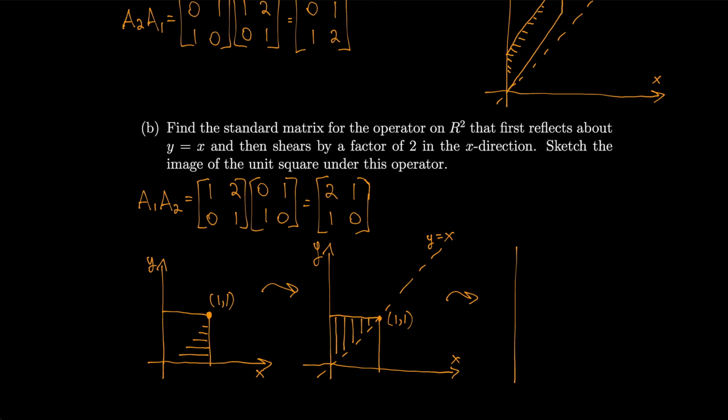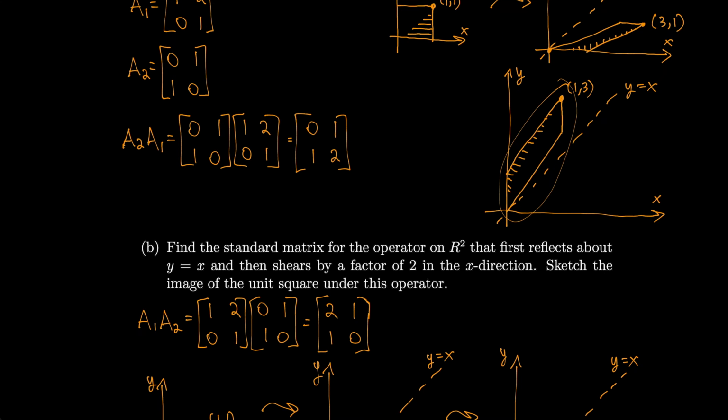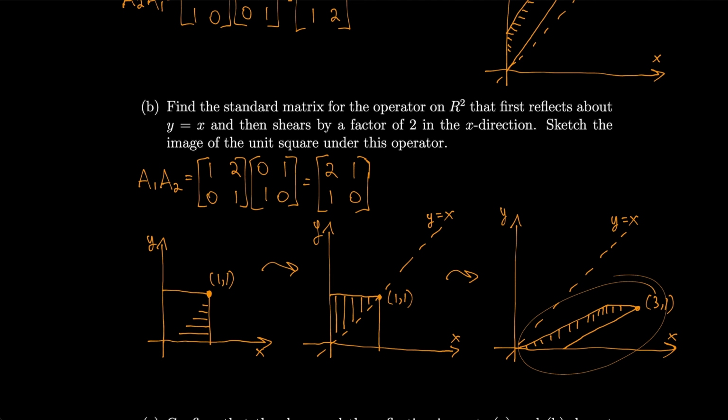So let's see. Our shear. Okay, here's y equals x again. And we'll do something like this. Maybe. Okay, I'll take that. So it just gets stretched out. So over here is 3, 1. And you can compare it. See how it's floating over there, so the order definitely matters that you do these operations in.